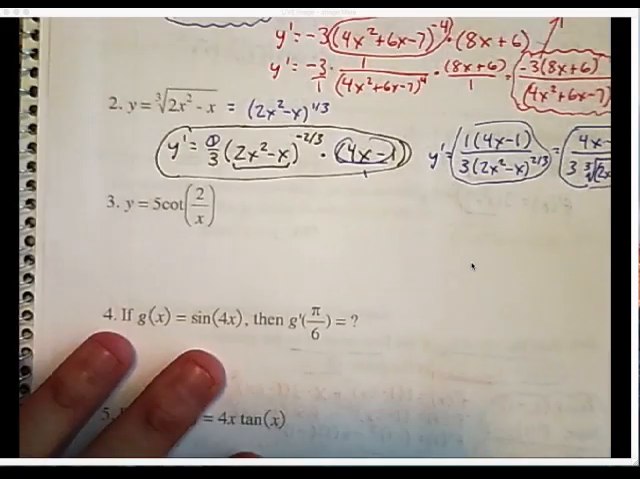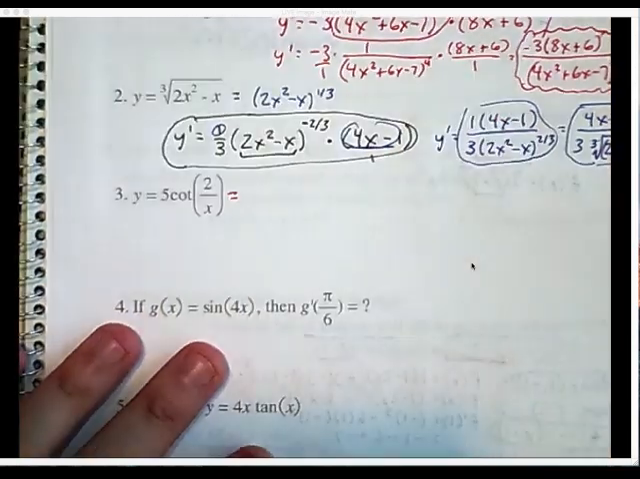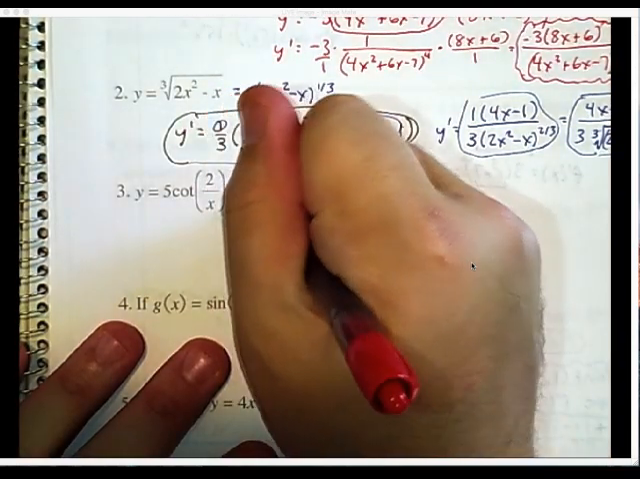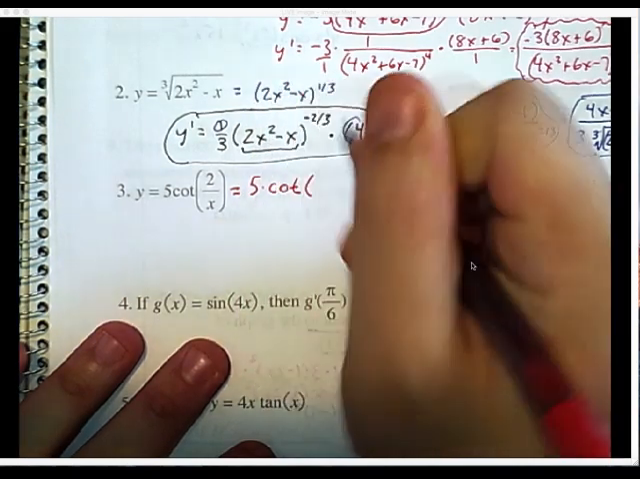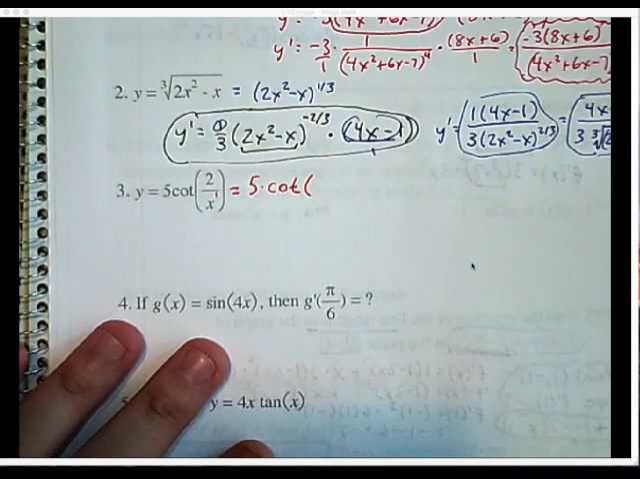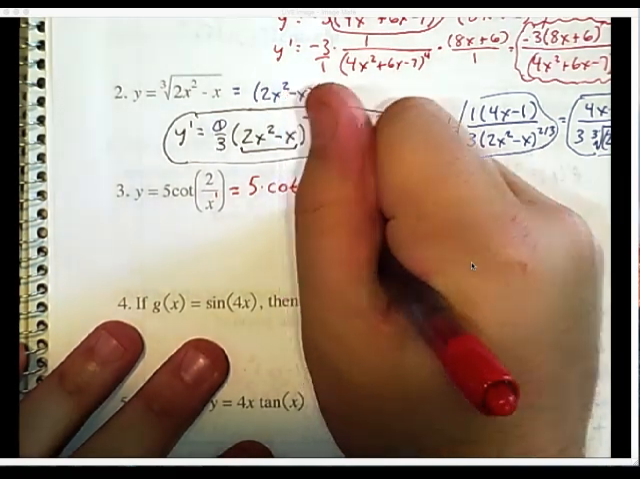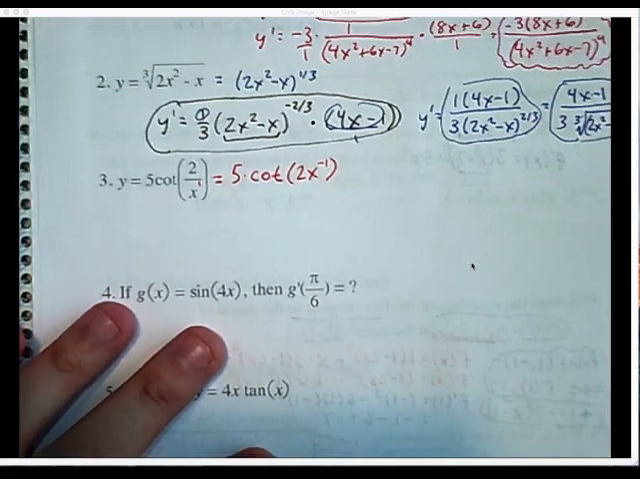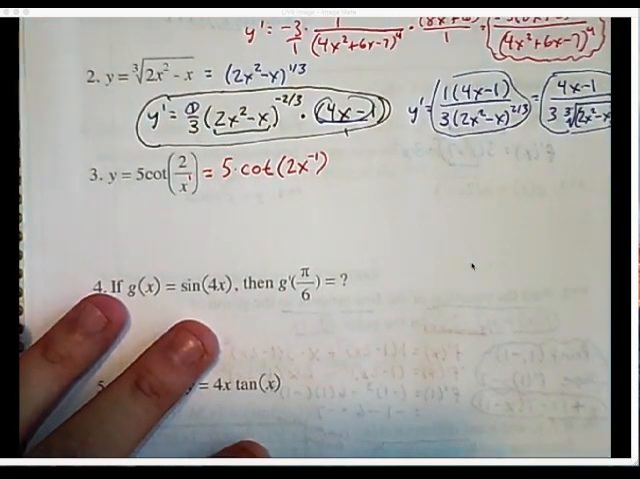All right, so let's look at number 3. Let's write this a little bit different way. So 5 times the cotangent. Now, how could I rewrite this? This is 2 over x to the first. So I could rewrite that parenthesis as 2x to the negative first. So all I did is rewrite y there.